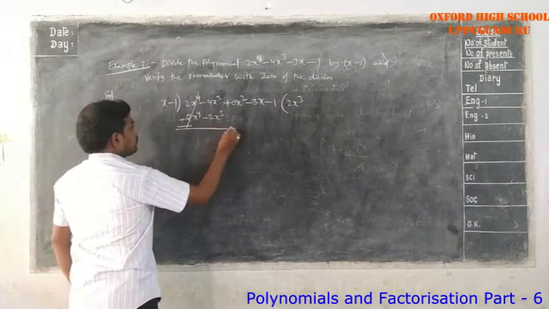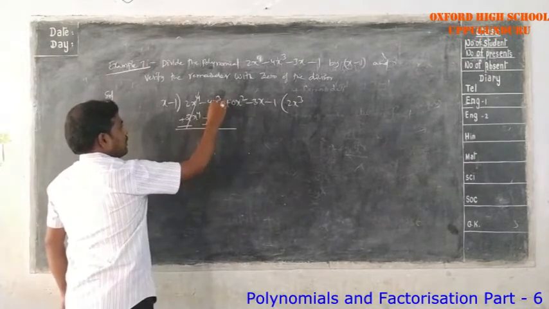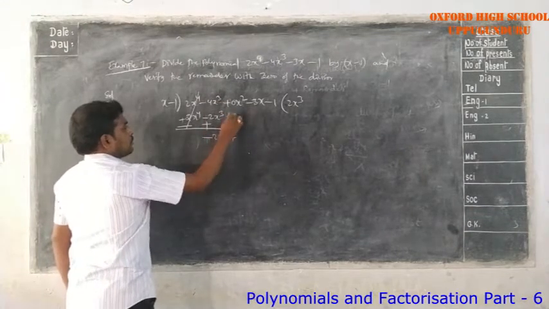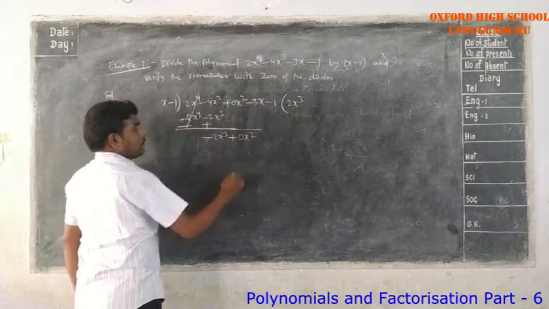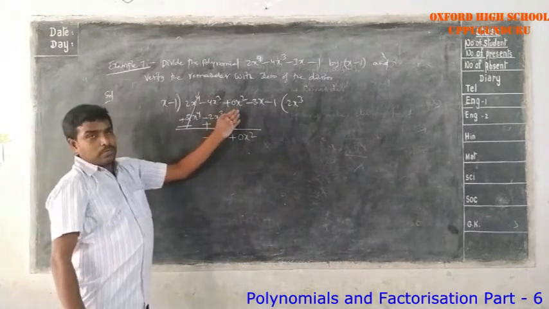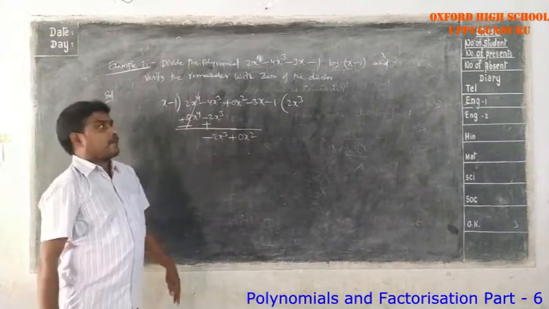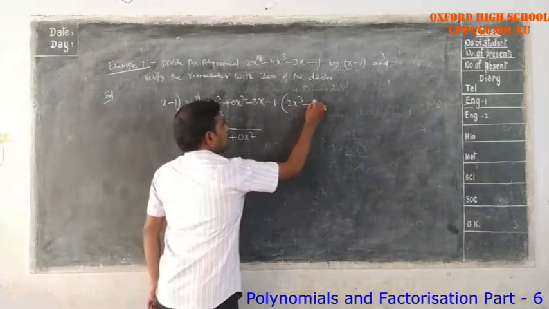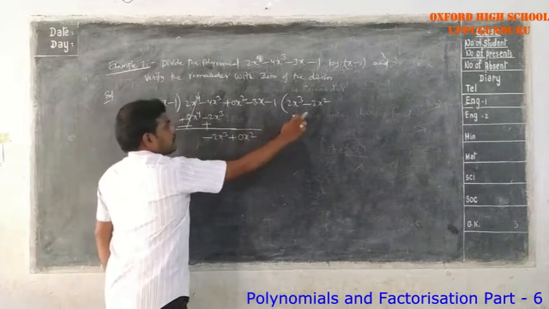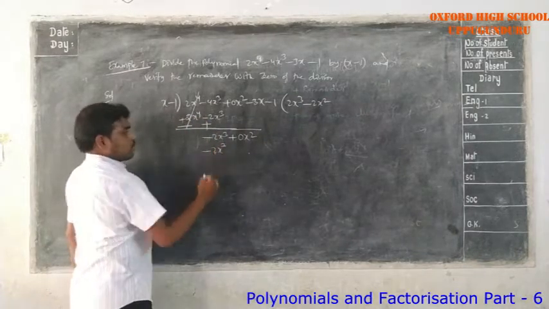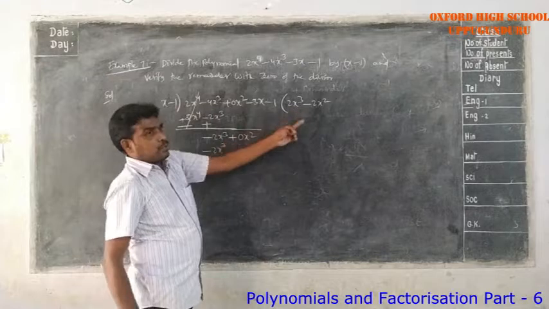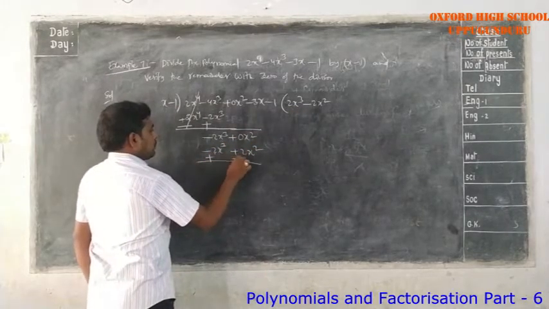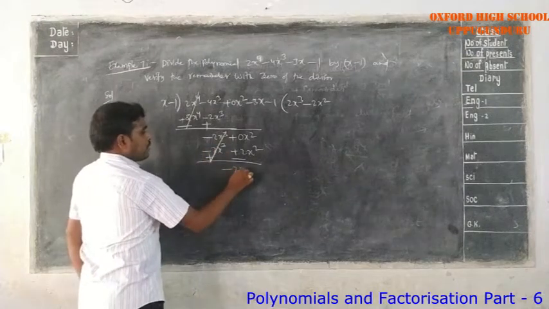Now minus becomes plus: minus 4x^3 plus 2x^3, you will get minus 2x^3, plus the next term 0x^2. This we are assuming: there is no x^2 term, so we assume the x^2 term as 0x^2. Now x into what gives minus 2x^3? Minus 2x^2. x into minus 2x^2 is minus 2x^3, minus 1 into minus 2x^2 is plus 2x^2. So minus becomes plus, plus becomes minus. You will get minus 2x^2.